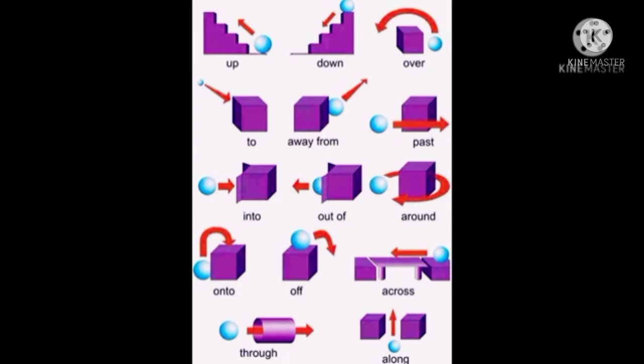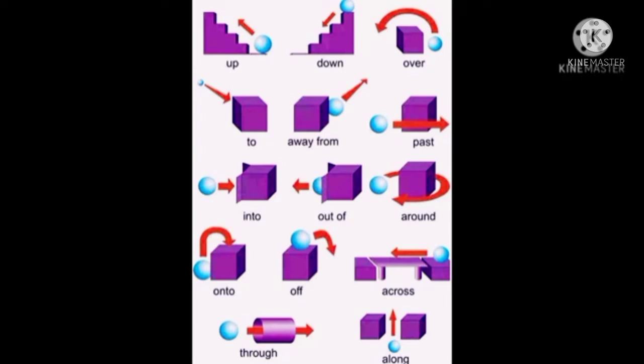Then the ball is moving into the box. From one point, if it is going inside a place, in and inside are different. Inside means it is fully placed inside. So the ball is into the box. The ball is out of the box, just the opposite of into, it is moving out. The ball is moving around the box. So it is taking a complete circle. So it is around.